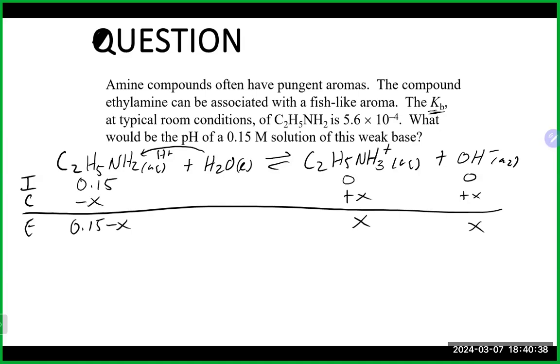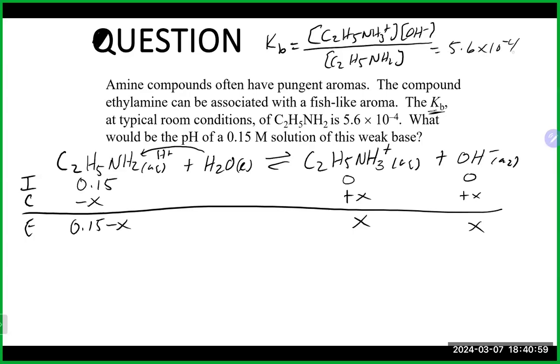We could write our KB expression in this case, which will be our products divided by our reactants, and that equals our 5.6 times 10 to the minus 4. We can put our equilibrium line into there, and that will get us x squared divided by 0.15 minus x equals 5.6 times 10 to the minus 4.